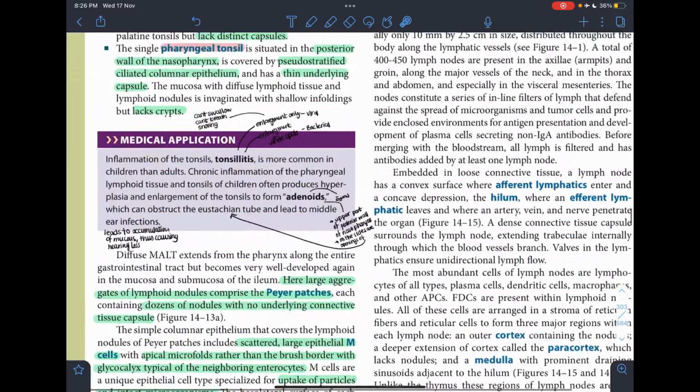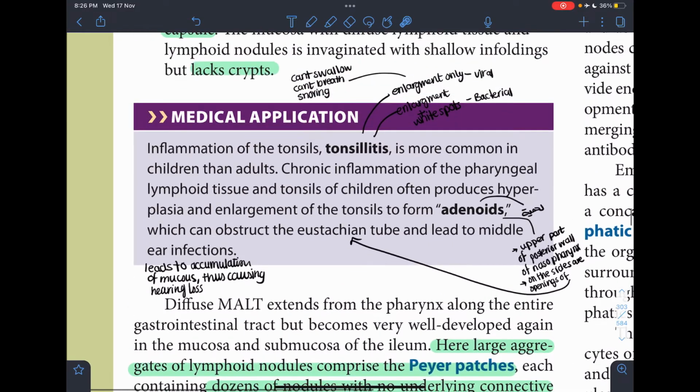So, let's talk about this medical application, which is tonsillitis. The inflammation of the tonsils, and it's more common in children than adults. Why? Because in children, as we said, children will gain acquired adaptive immunity as they get exposed to different things. So at first they don't have immunity to such illnesses. So they are prone to getting tonsillitis, and they get it commonly. Then as time goes on and as they get exposed to it, they become immune to it, and it will happen rarely, but it still does happen.